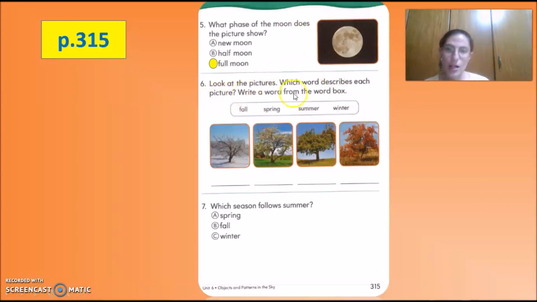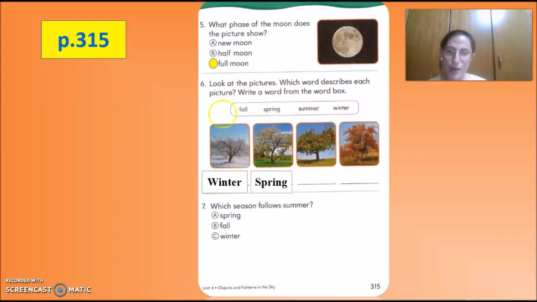Number 6. Look at the pictures. Which words describe each picture? Write a word from the box. So we have to label the seasons. First one, what do you guys think? Excellent. It is winter. How do we know? Because of the snow. Then what comes after the winter? Let's remember, guys. Second picture. What is this?